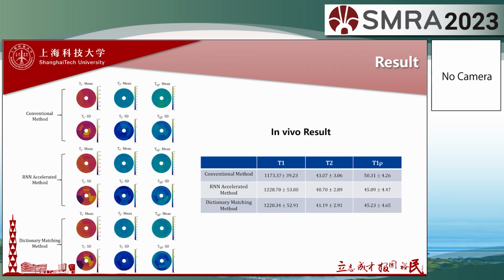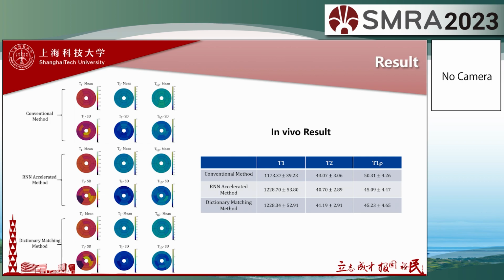Additionally, the left figure shows both eyes' representations of mean values and their respective standard deviations for the T1, T2, and T1ρ maps in the three corresponding methods. Both methods show higher T1 mean values and larger standard deviations, whereas they yielded lower mean T2 and T1ρ values compared to the conventional method.